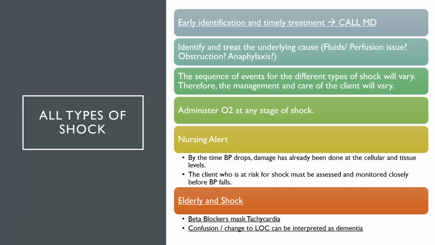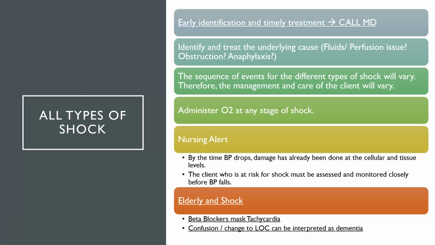The sequence of events for the different types of shock will vary. Therefore, the management and the care of the client will also vary. So, one thing's for sure, we're going to monitor that oxygen. Make sure in their MAP, make sure that they have the ability to have oxygen to the tissues and that their MAP stays above 70, hopefully.